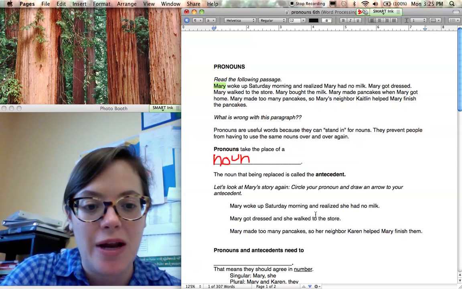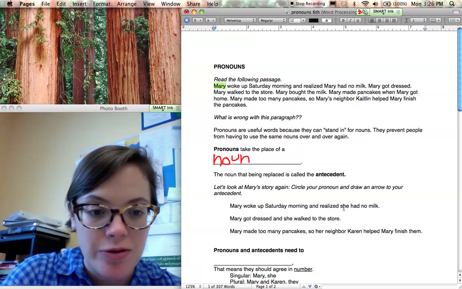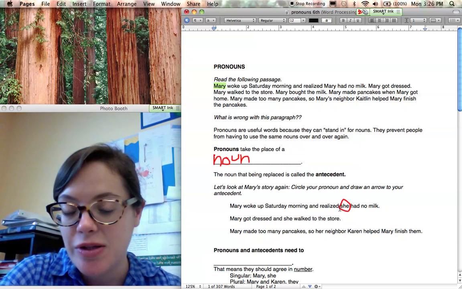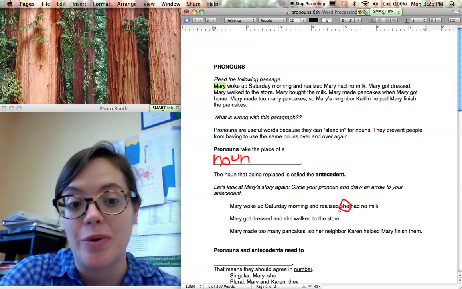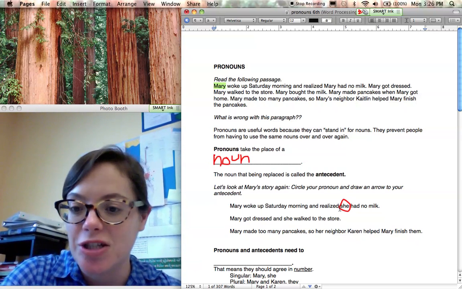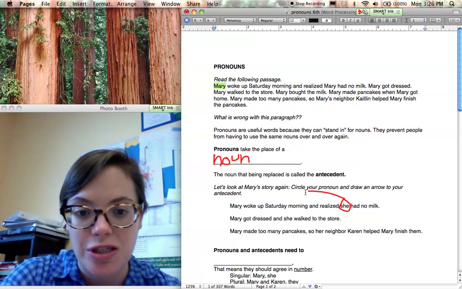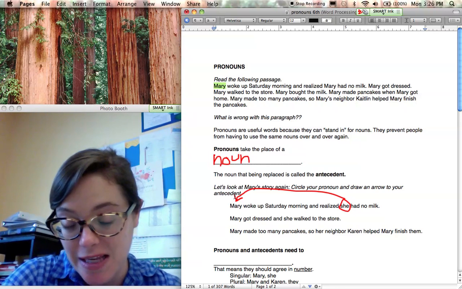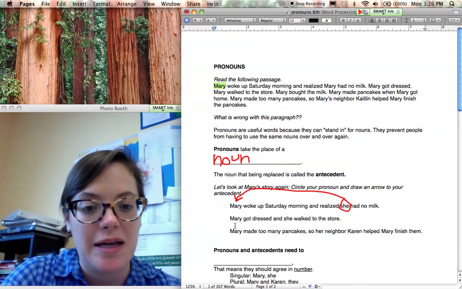Mary woke up Saturday morning and realized she had no milk. So my pronoun that I replaced my noun with is she. So instead of saying Mary woke up Saturday morning and realized Mary had no milk, I can just say she instead. Okay, so she is taking the place of Mary. It's stopping us from having to say Mary again. All right, let's do my next one.